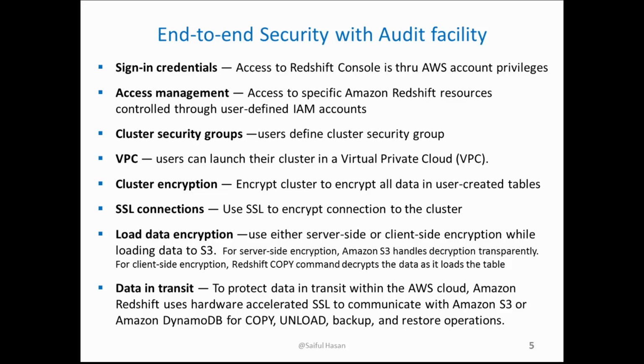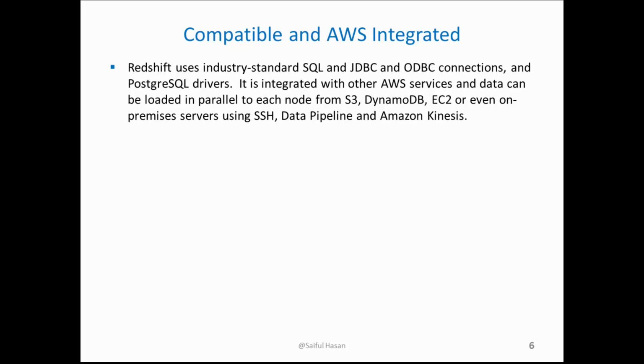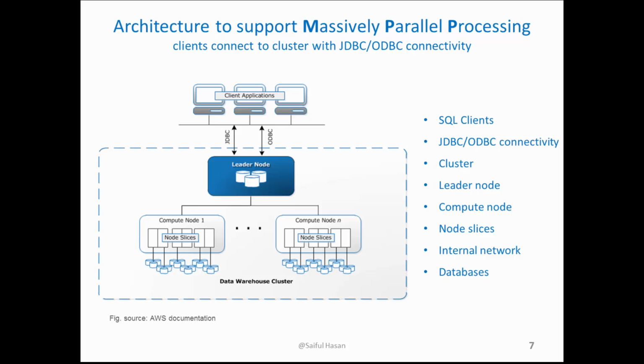To protect data in transit within the AWS Cloud, Amazon Redshift uses hardware-accelerated SSL to communicate with Amazon S3 or DynamoDB for COPY, load, backup and restore operations. Redshift uses industry-standard SQL and JDBC and ODBC connections and PostgreSQL drivers. It is integrated with other AWS services, and data can be loaded in parallel to each node from S3, DynamoDB, EC2, or even on-premise servers using SSH, Data Pipeline, and Amazon Kinesis.